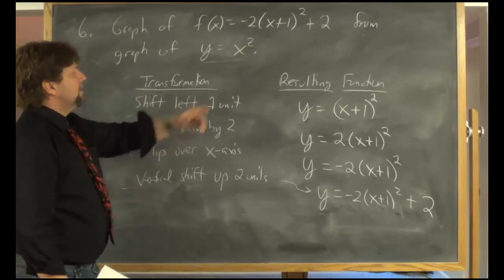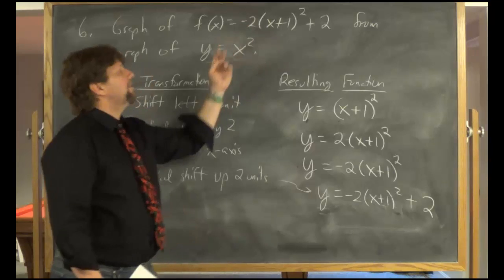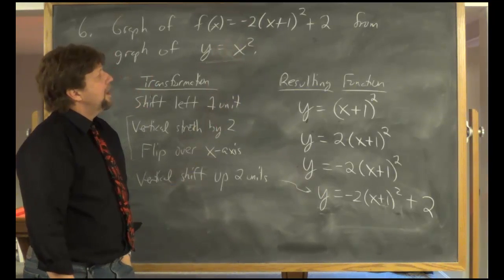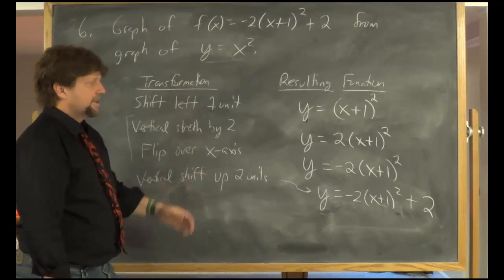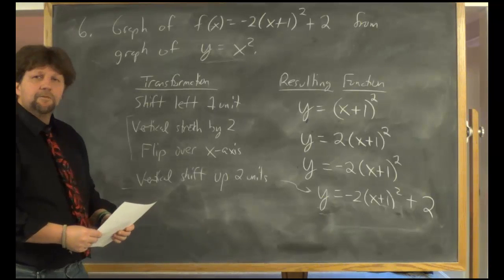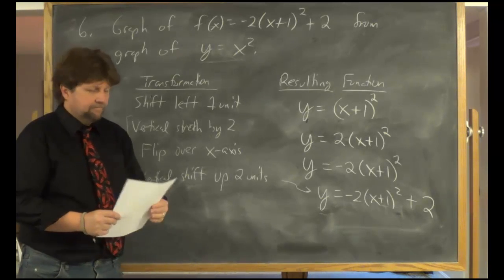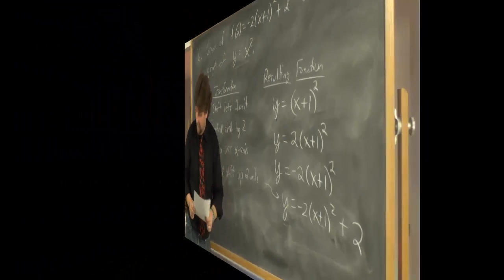So that's how we use the basic graph of y equals x squared to eventually get the graph of the function negative 2 (x plus 1) squared plus 2. Just like this. Hopefully it makes sense, and hopefully at this point on the practice test you're saying, I'm ready for the test. That's it for number 6.